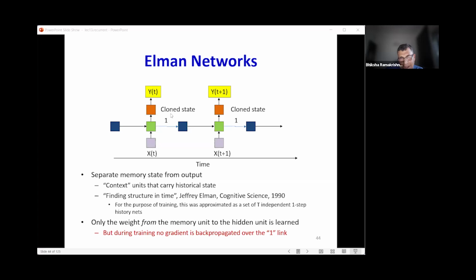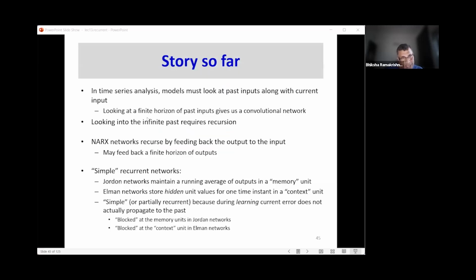Okay, so this obviously leads you to the question, why? Why clone, right? Why clone and why not pass the gradients back directly? And that's what we will do next.